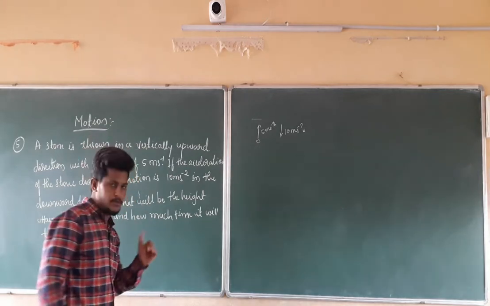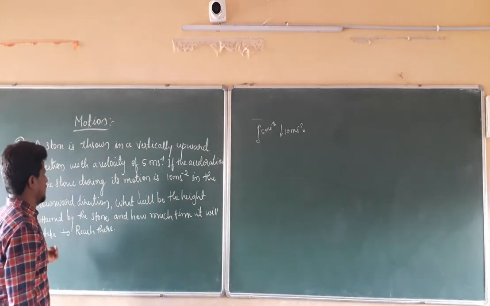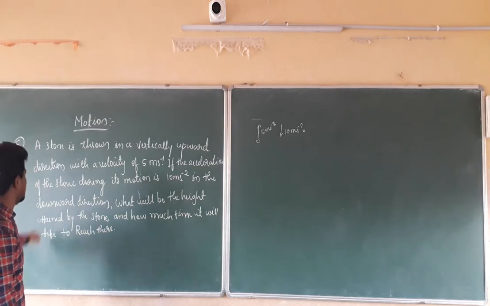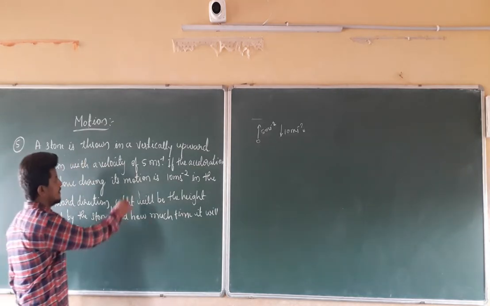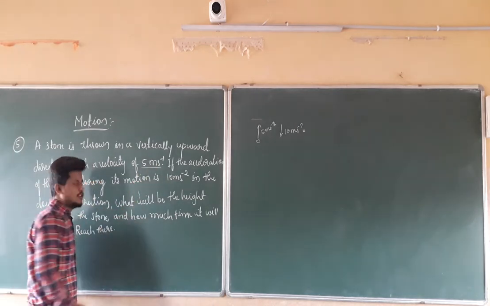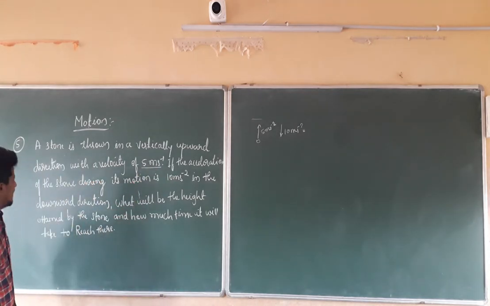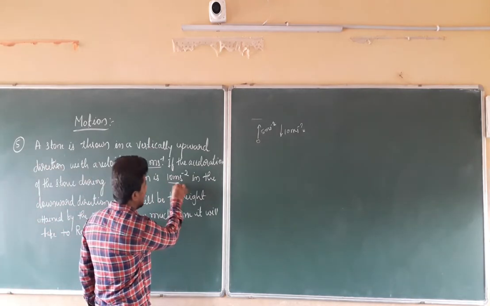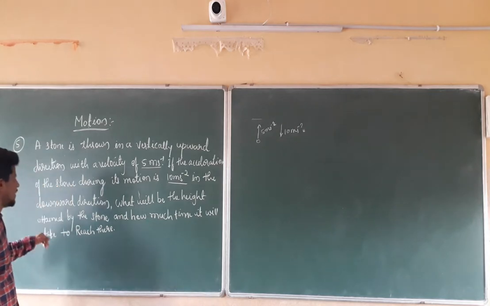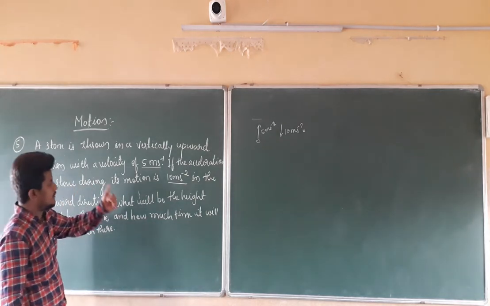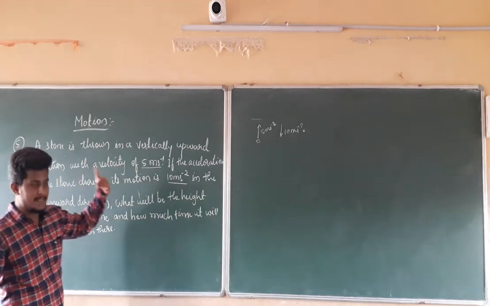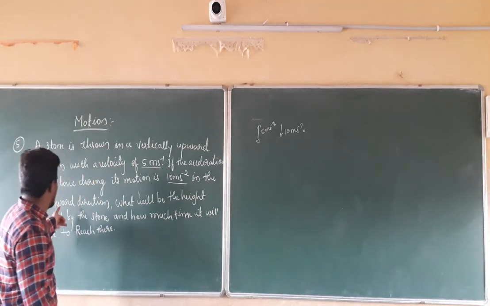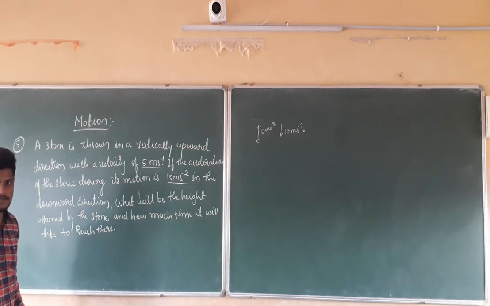So first of all, what do we have to do? We have to write the given data first. What is given? A stone is thrown in a vertically upward direction with a velocity of 5 meter per second. Here the velocity of that stone is given. The acceleration of the stone during its motion is 10 meter per second square in the opposite direction, that is nothing but the downward direction.